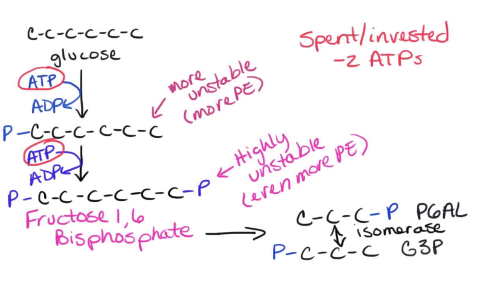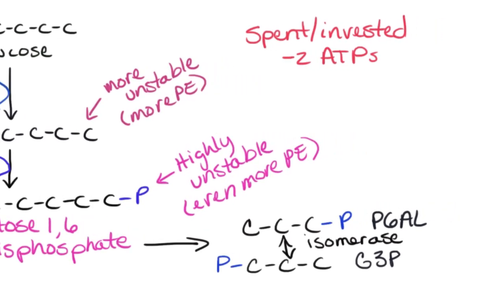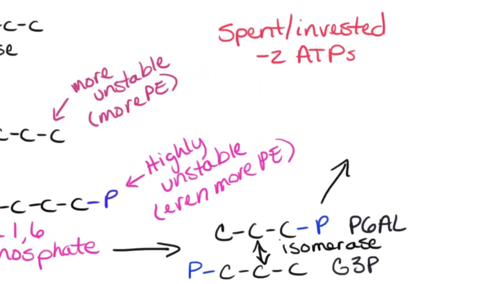Okay, so we do have an isomerase enzyme that is going to be able to flip the pGal into a G3P, and it can flip G3P into pGal. What it's actually going to do is it's going to take both of those and turn them into 2 G3Ps. Okay, so when we finish this first stage, we're going to have 2 G3Ps. I'm going to write those right here. And now let's take a look at what's going to happen to those. Again, those are my G3Ps.